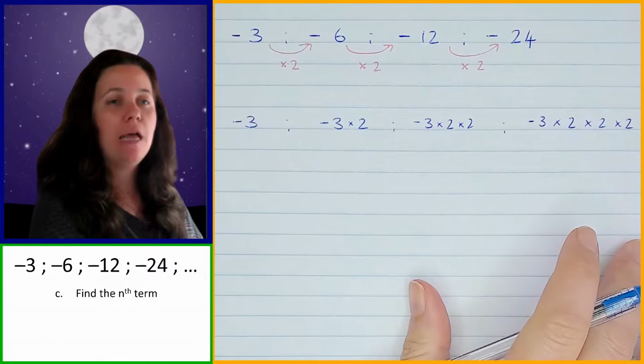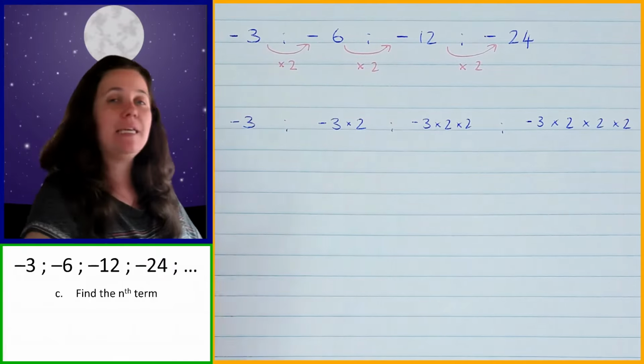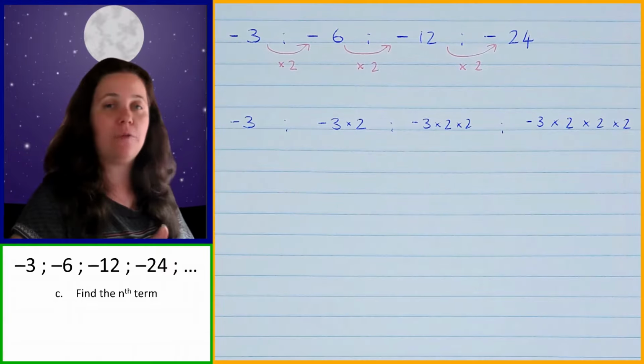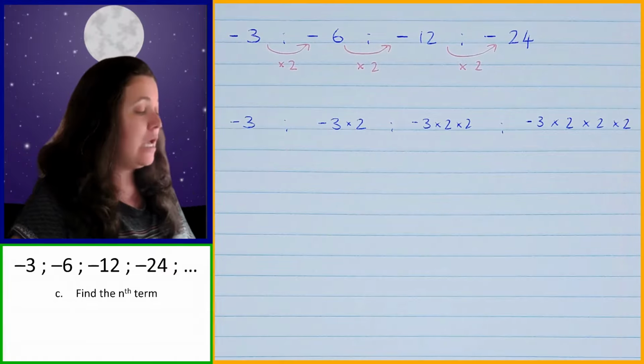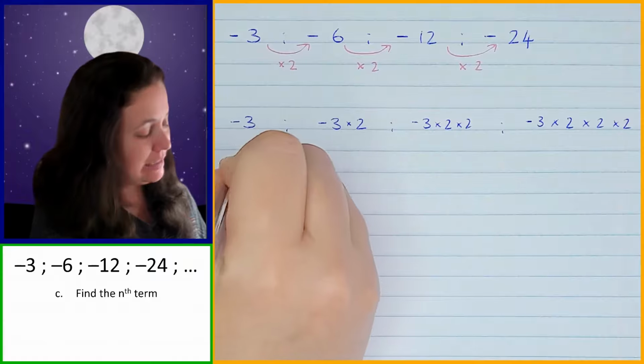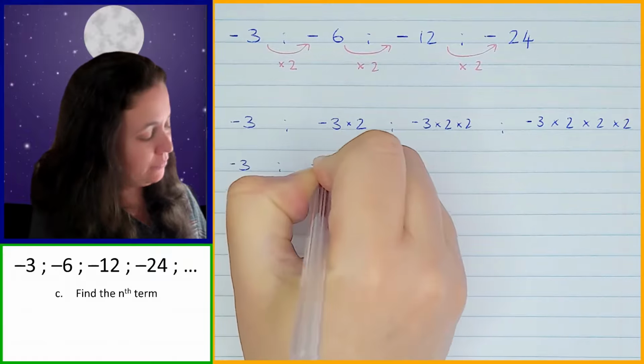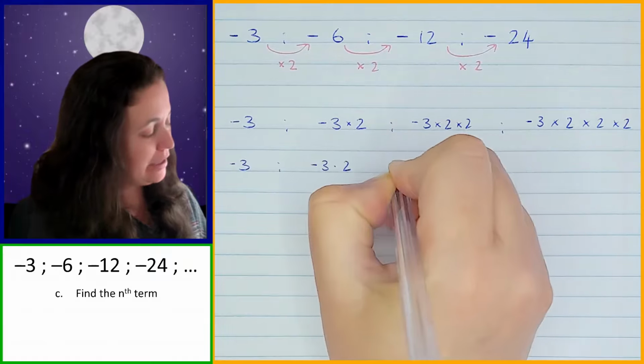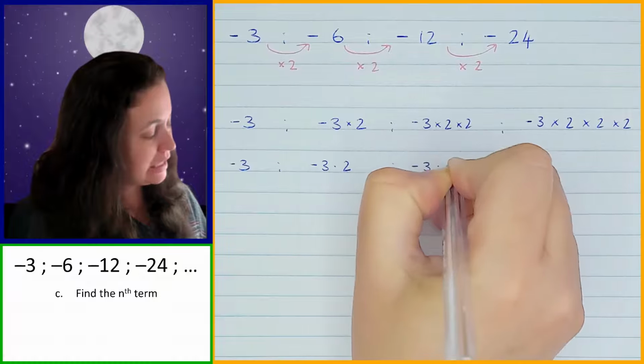Okay, so over here, that is actually just writing each of the terms out kind of as products of their prime factors. Now this can also be written as negative 3, and then negative 3 times 2, and then negative 3 times 2.